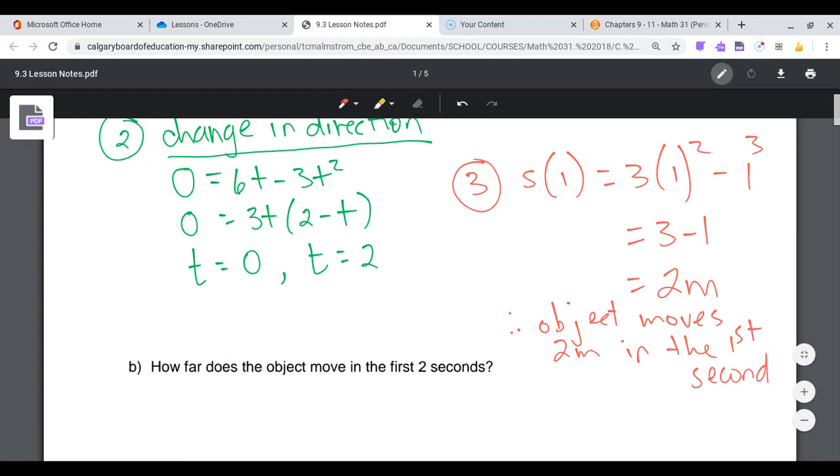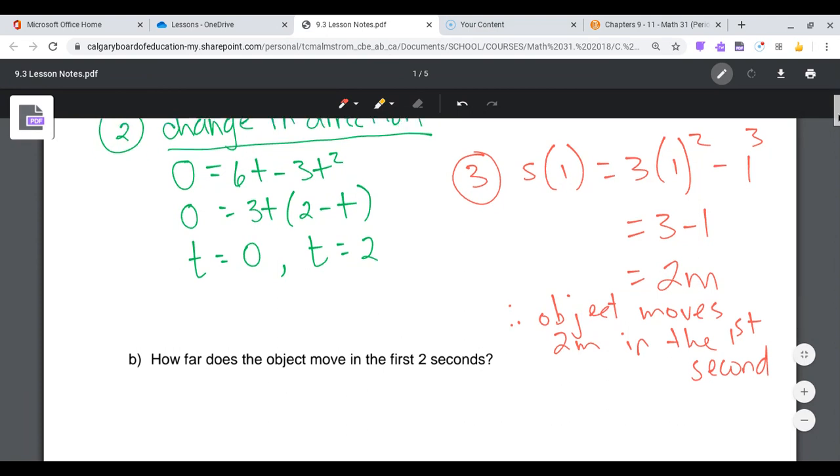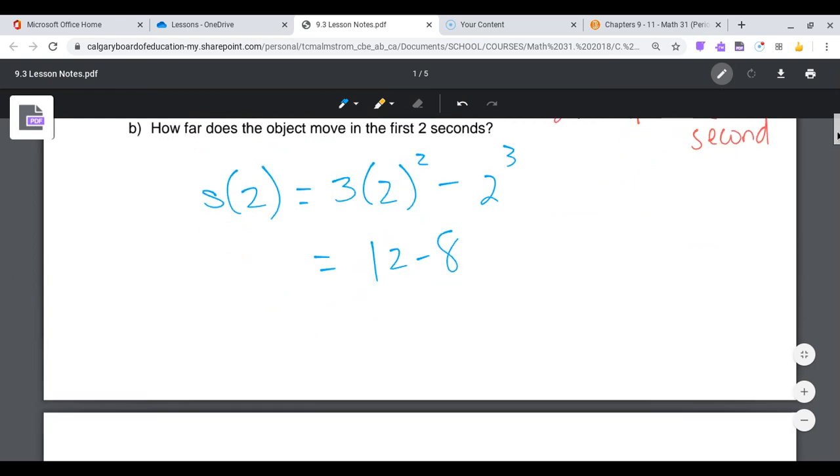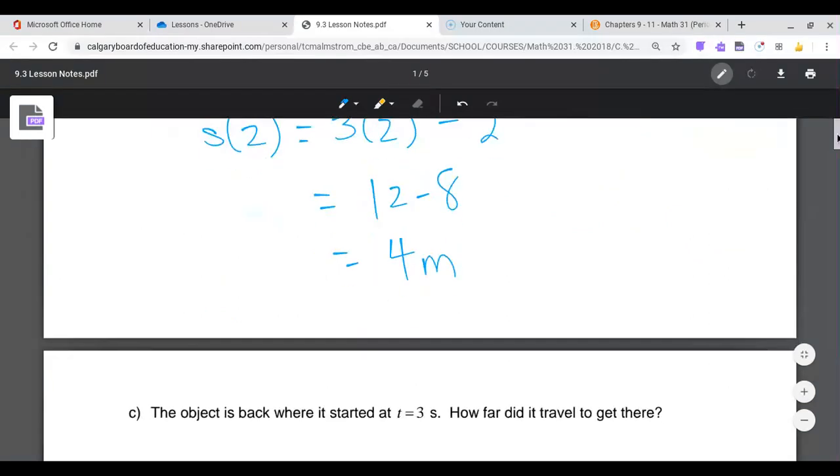All right. How far does it move in the first 2 seconds? Well, lucky for us, it doesn't change direction until 2 seconds. So we just get to then also just plug in s of 2 and calculate this one. So now we have 3 times 2 squared minus 2 cubed. So 12 minus 8 is equal to 4 meters. And just make sure you have units. I don't necessarily need a statement on that, but I for sure need units.